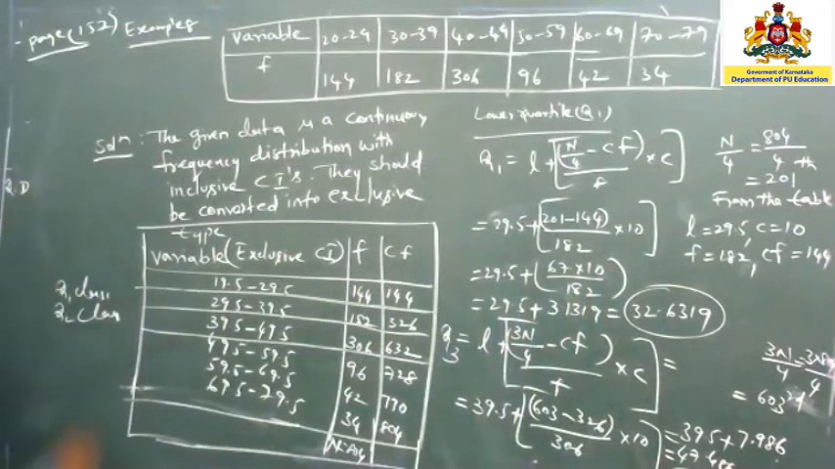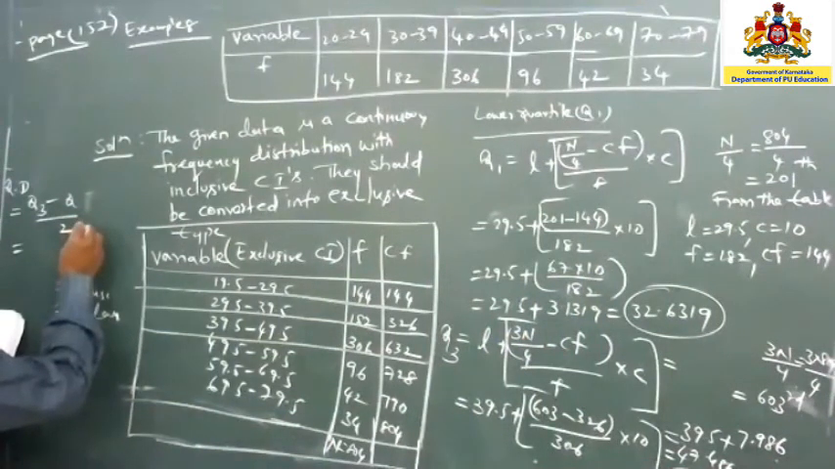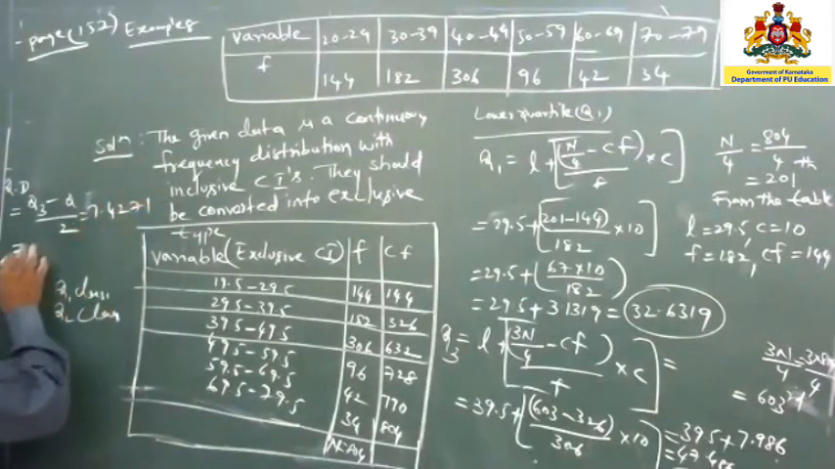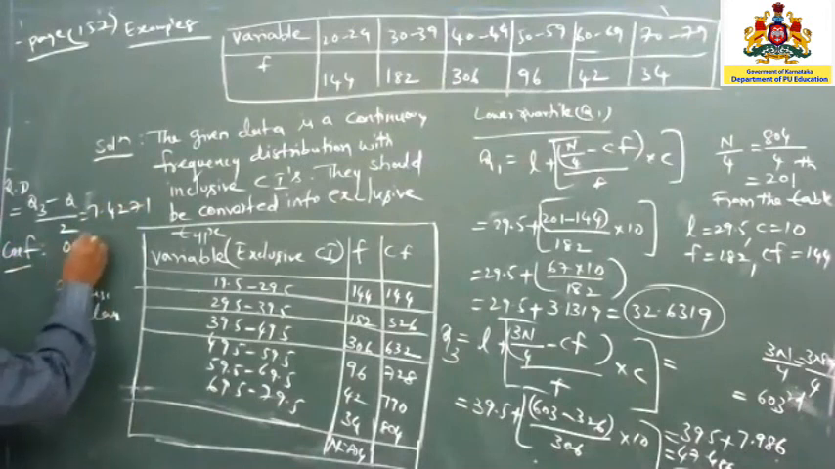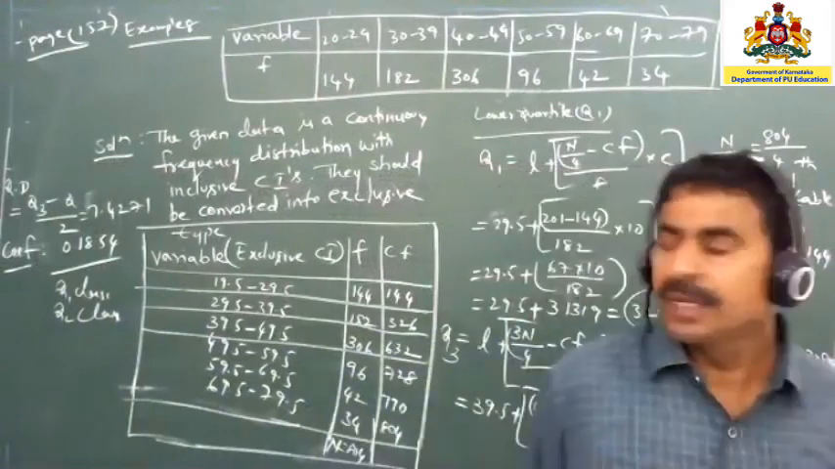Then quartile deviation QD equals Q3 minus Q1 by 2. By simplification you will get the answer. Already you know how to find the value, so substitute the values and simplify. By substitution the answer will be 7.4271. Then the coefficient, by substitution, check the answer: 0.1854. So two answers I have written.